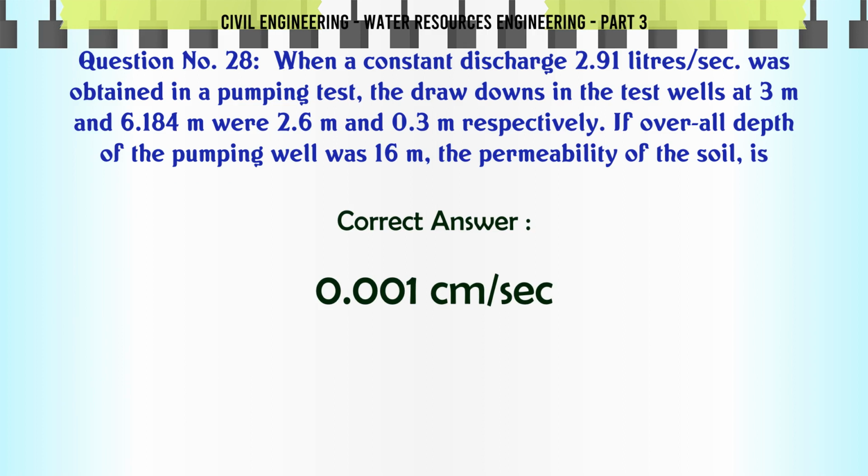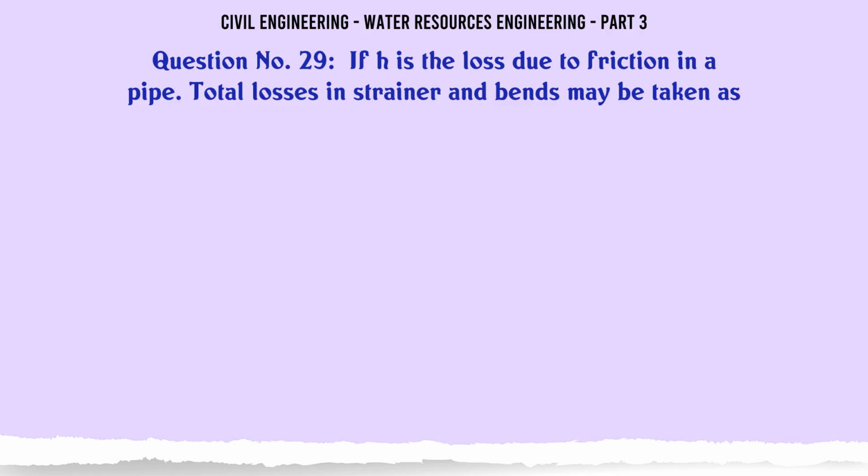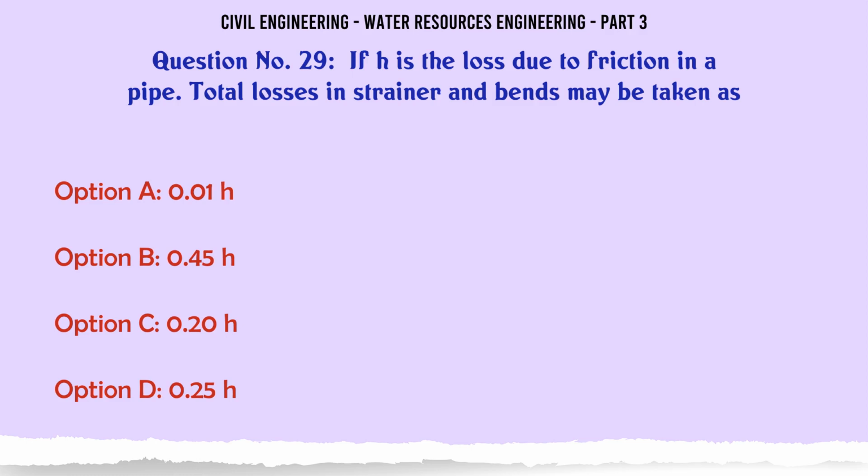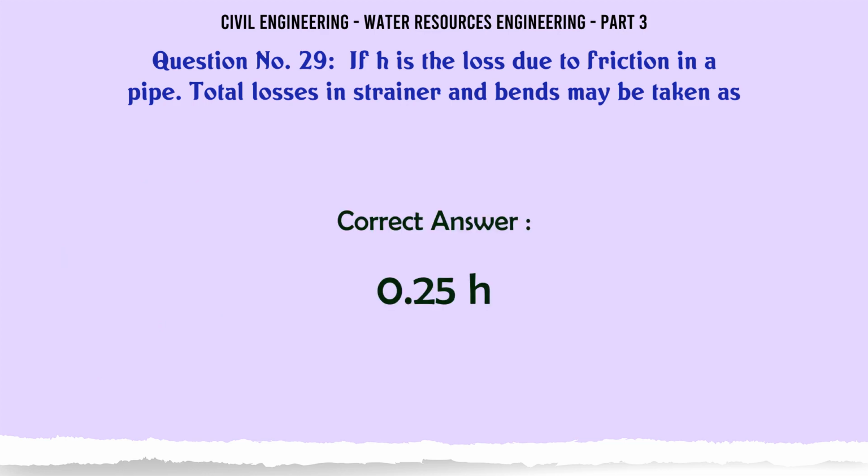0.001 cm/sec. If H is the loss due to friction in a pipe, total losses in strainer and bends may be taken as A. 0.01 H, B. 0.45 H, C. 0.20 H, D. 0.25 H. The correct answer is 0.25 H.